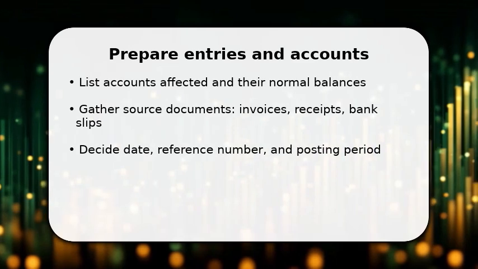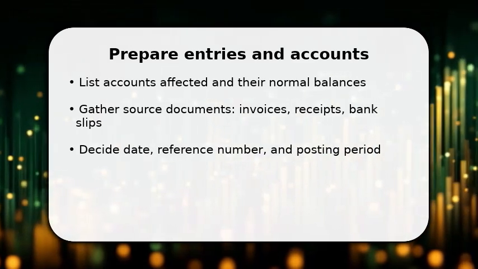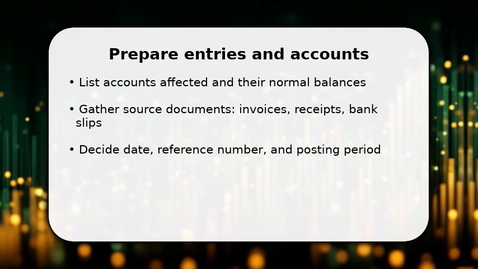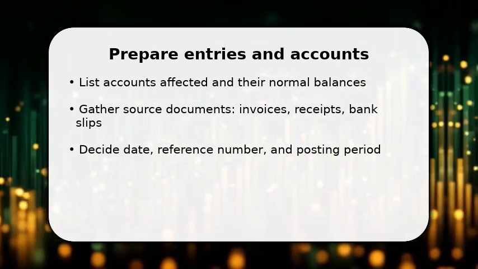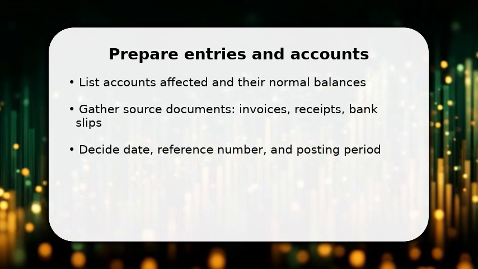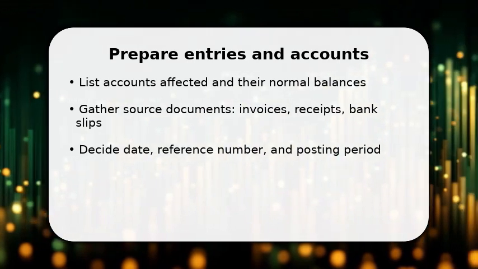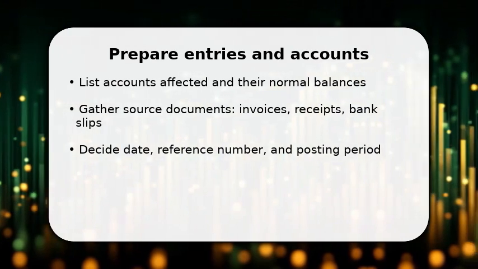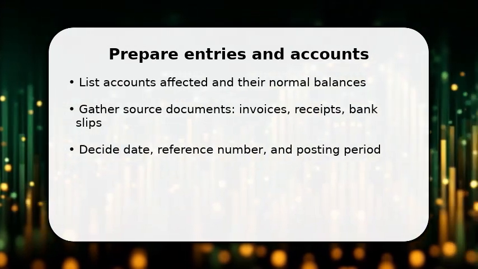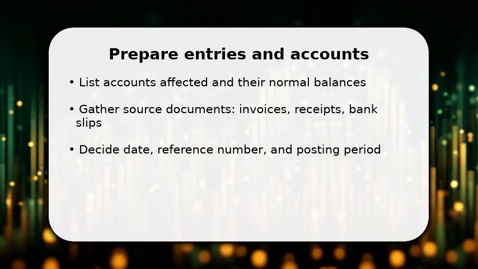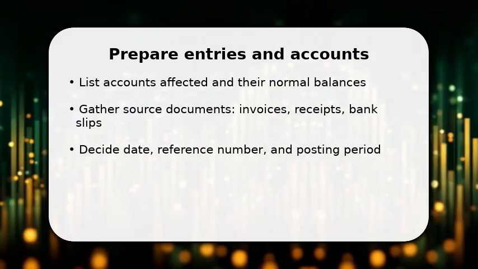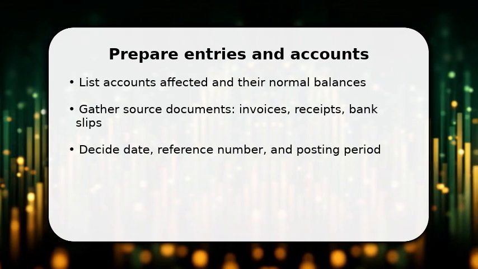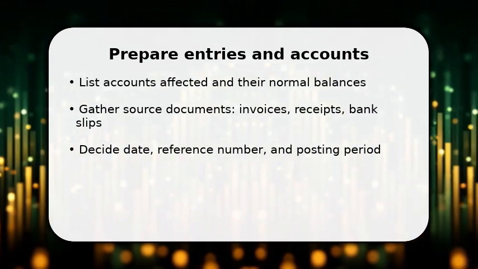You start by identifying the accounts and verifying supporting documents. This is critical because accuracy here prevents rework later. Once you have invoices and receipts, choose the correct date and reference number and assign debit and credit sides based on normal balances. Make sure to include the posting period so the journal ties to the ledger. Don't delay. Enter the transaction immediately after verification so you preserve audit trails and maintain up-to-date records.